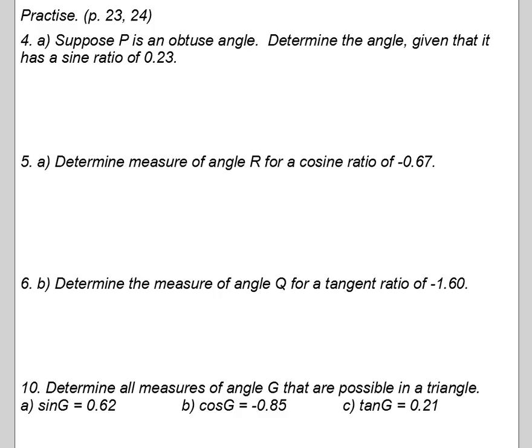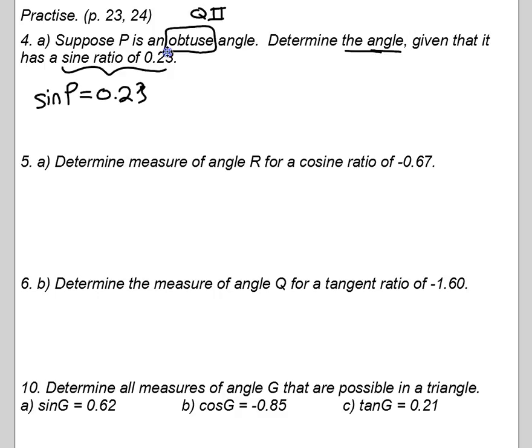It's just setting it up. So first of all, take note of the important information. This is an obtuse angle, which means it's going to be located in quadrant 2. We're being asked to find the angle, given that it has a sine ratio of 0.23. So what does that mean? Okay, well, it doesn't mean the angle is 0.23. It means the sine ratio. So the sine of this angle. So let's write a relationship here. P is the angle. It has a sine of 0.23.